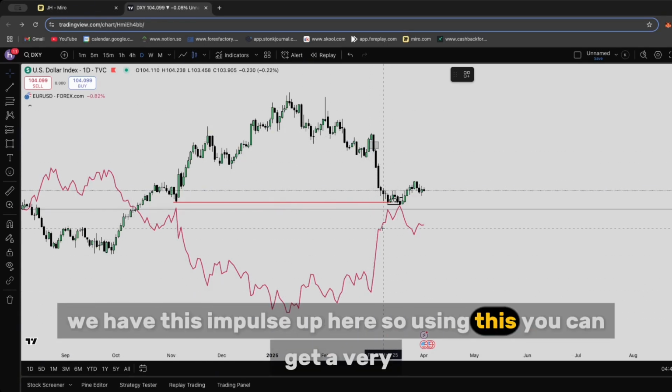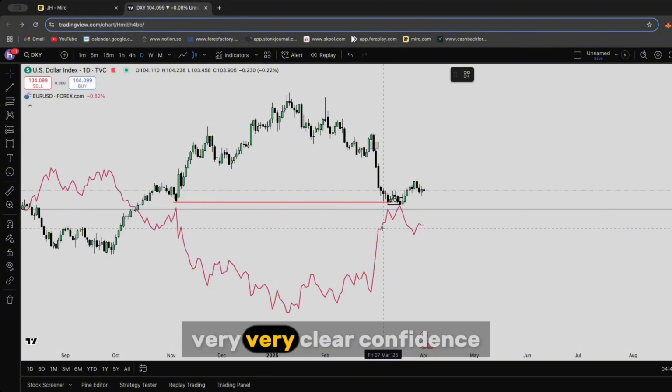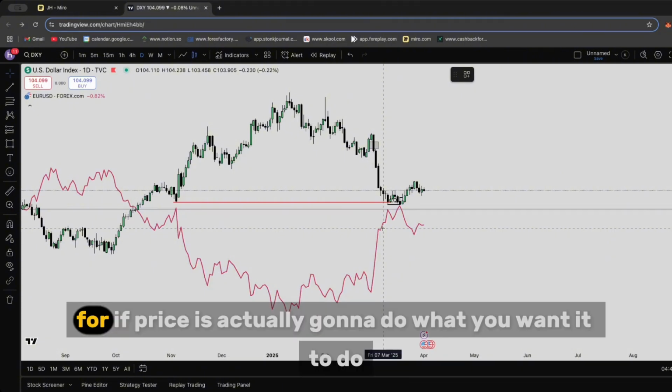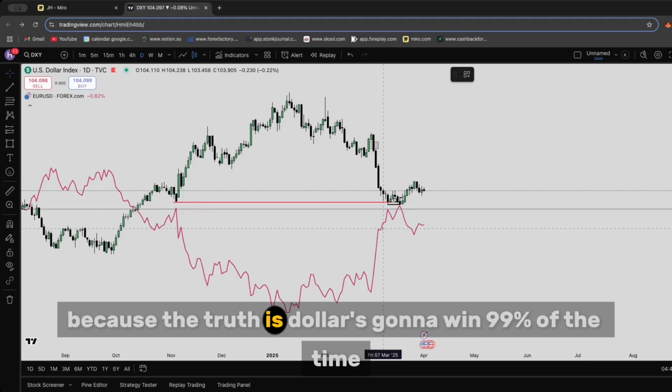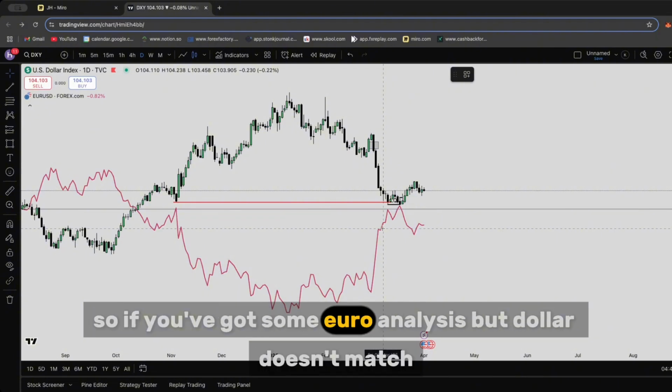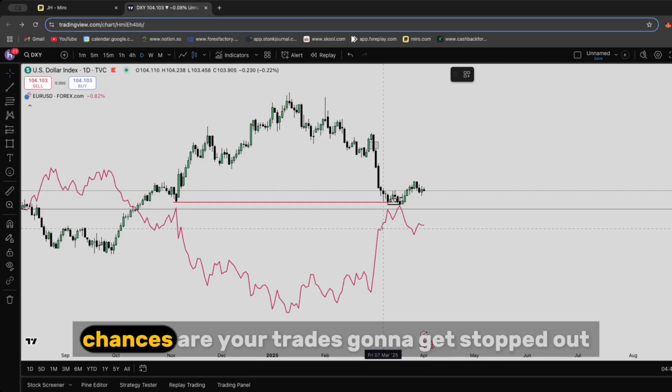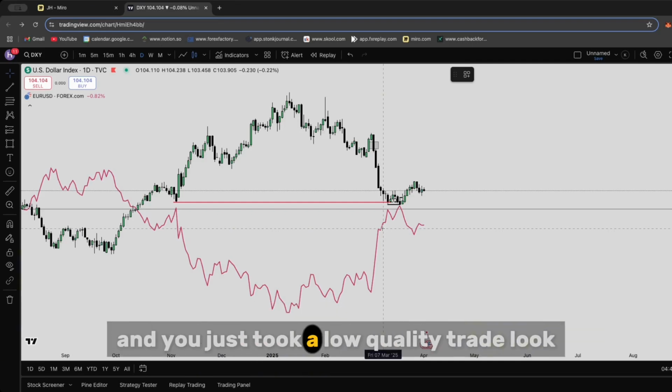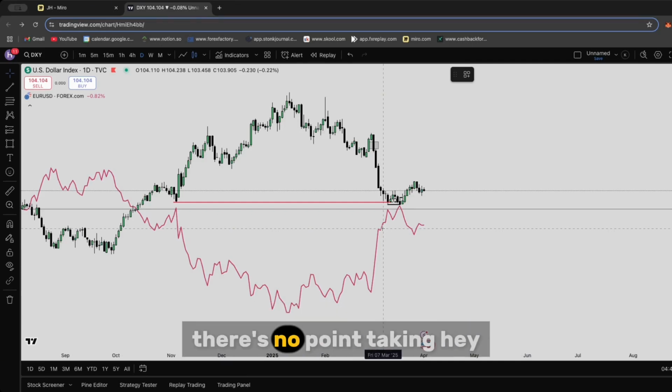Using this, you can get a very clear confluence for whether price is actually going to do what you want it to do. Because the truth is, dollar's going to win 99% of the time. Nine out of 10 times, the way dollar goes, euro will follow. So if you've got some euro analysis but dollar doesn't match, chances are your trade's going to get stopped out and you've just taken a low quality trade that there's no point taking.